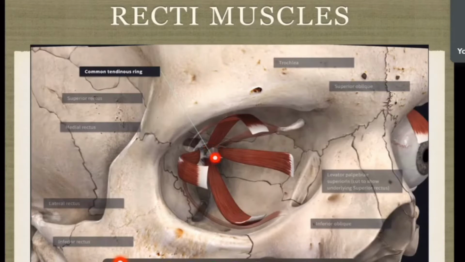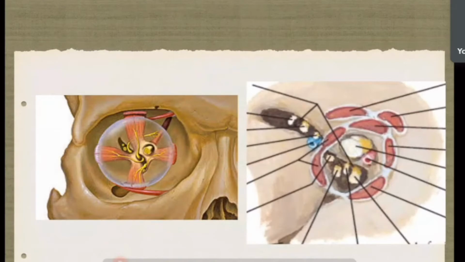These muscles you can see having a common origin from a ring. What is that ring called? The common tendinous ring of Zinn. All four recti muscles take origin from the common tendinous ring of Zinn. This common tendinous ring of Zinn divides the superior orbital fissure into three compartments.